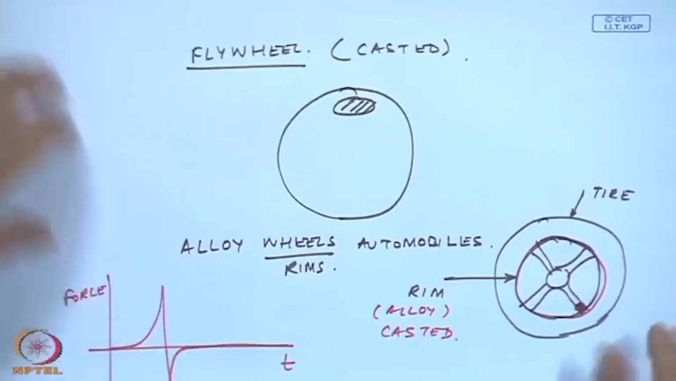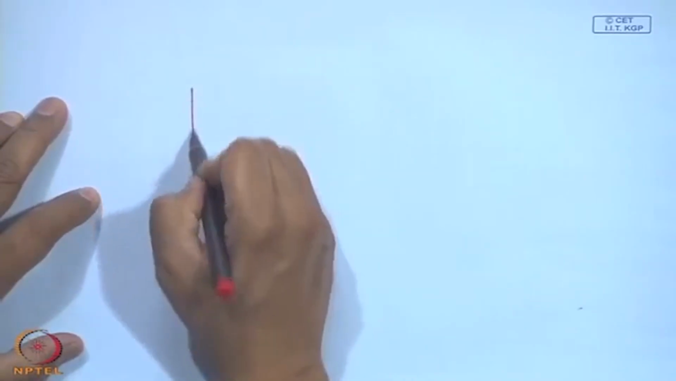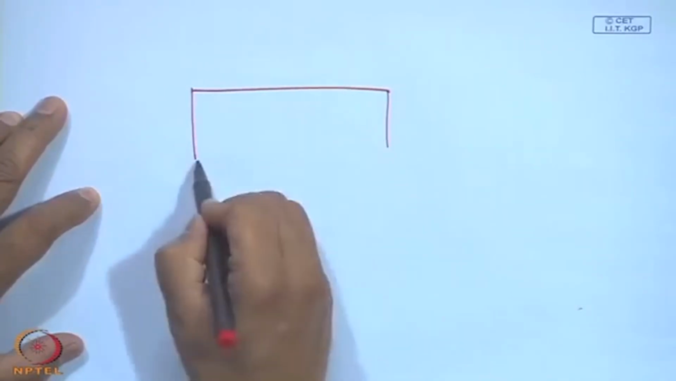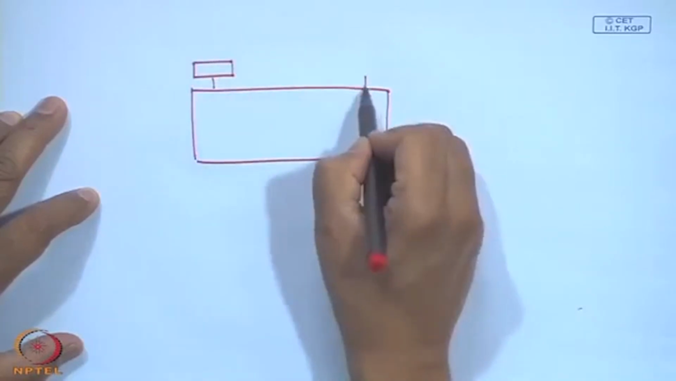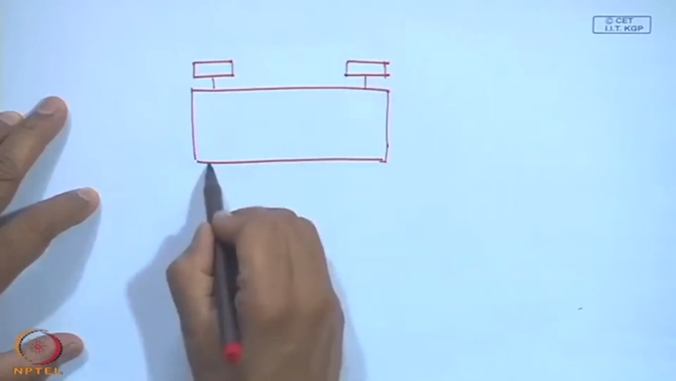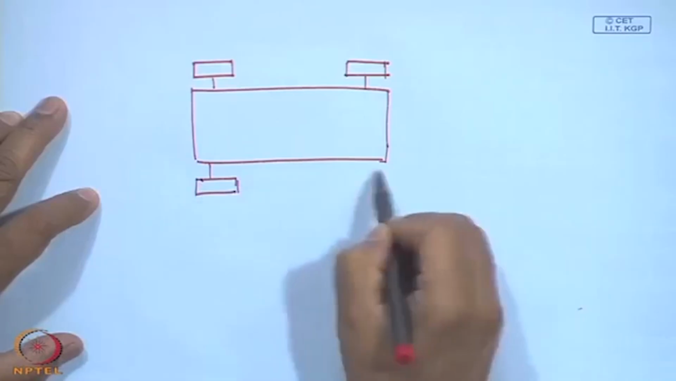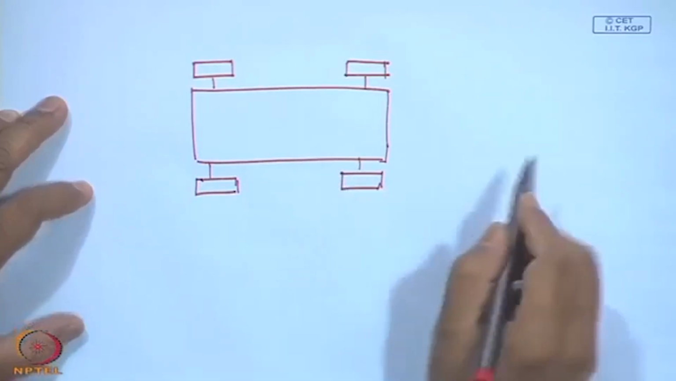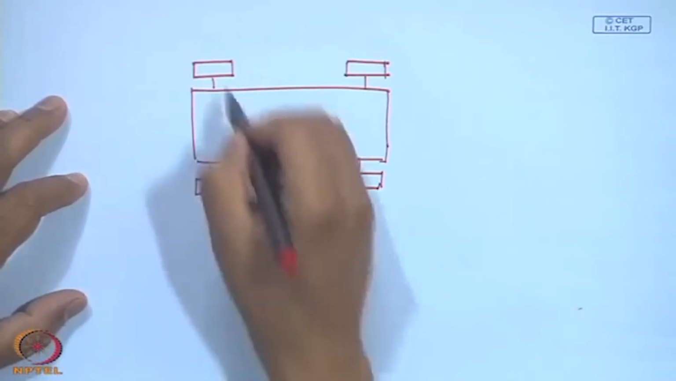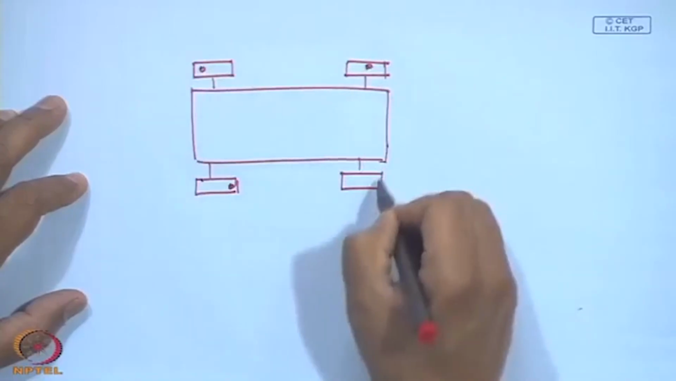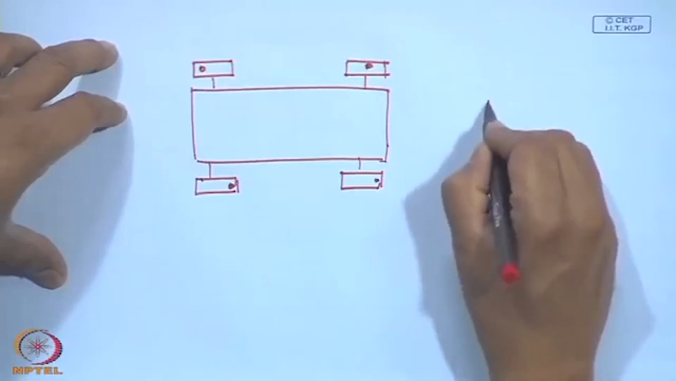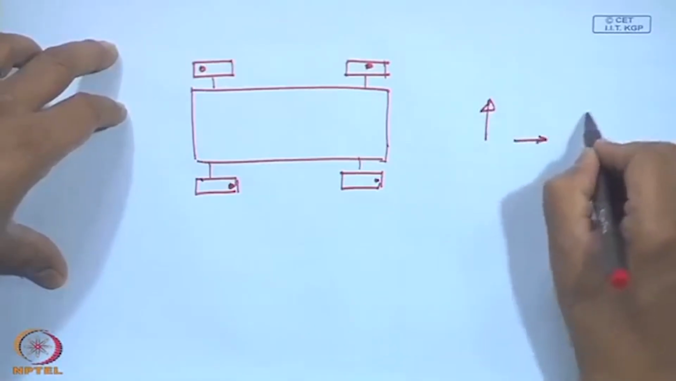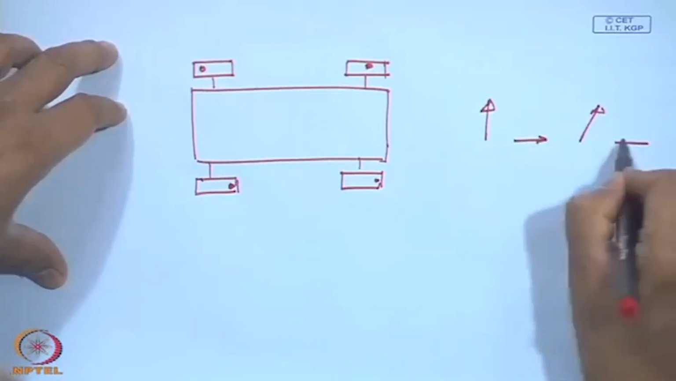And imagine the scenario, it can be complicated. If you have a vehicle with 4-wheel drive, or 4 wheels, and everyone is giving a force. They may not be in phase. When one is giving the force in this direction, other is giving it in this direction, other is giving it in this direction, other is giving it in this direction.